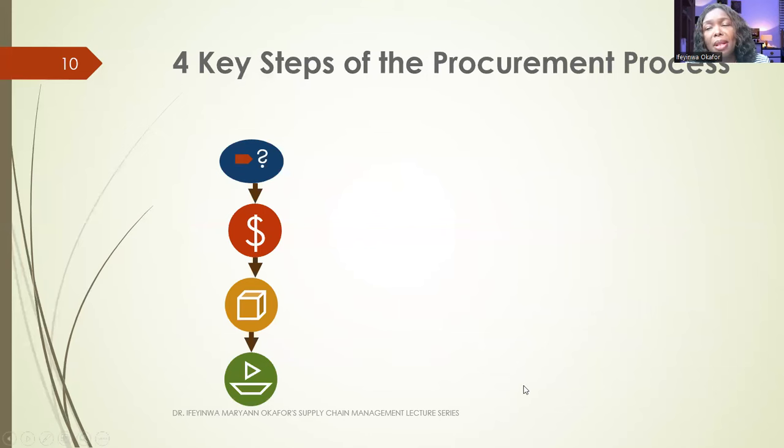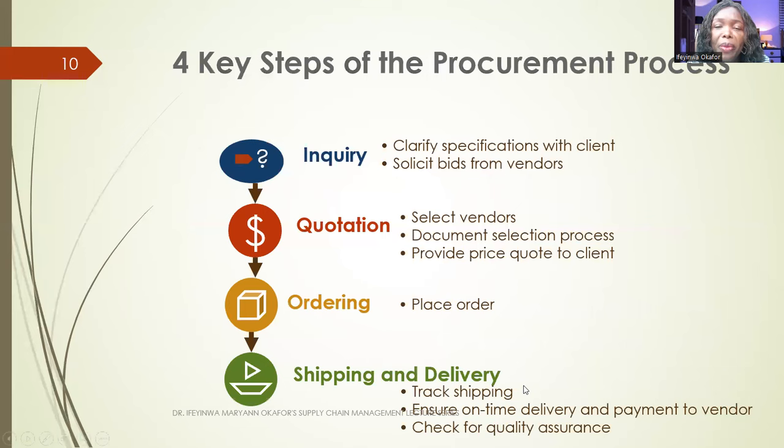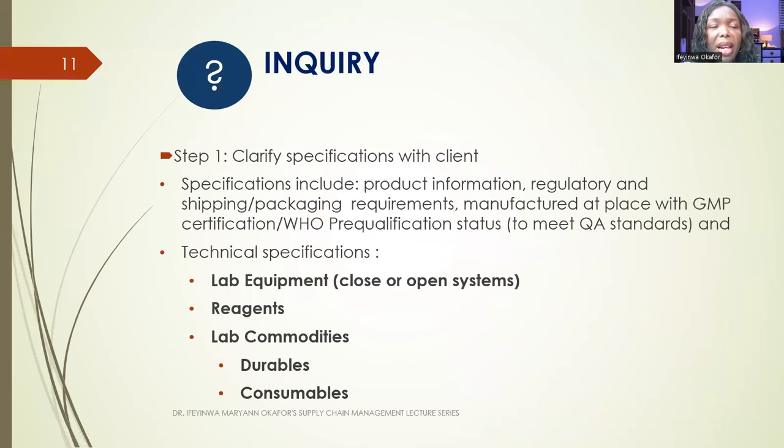Then there are steps in the procurement process. There are 4 key steps involved in the procurement process. Number 1 is inquiry. Number 2 is quotation. Number 3 is ordering. Number 4 is shipping and delivery. Let us take a closer look at number 1, inquiry.